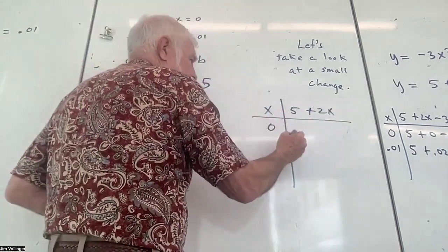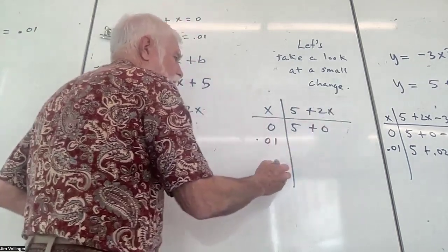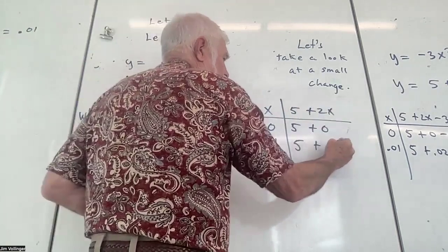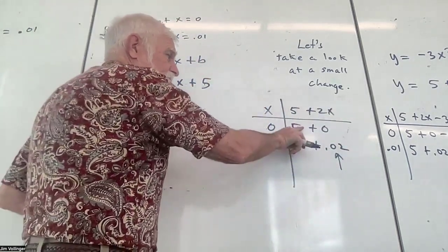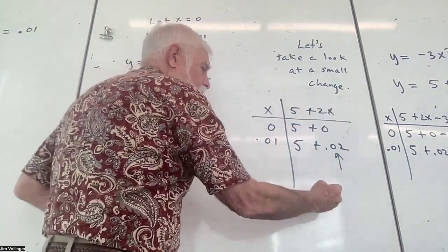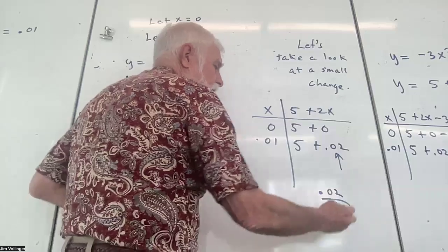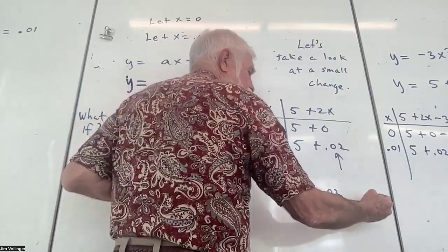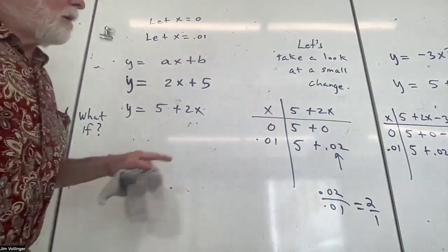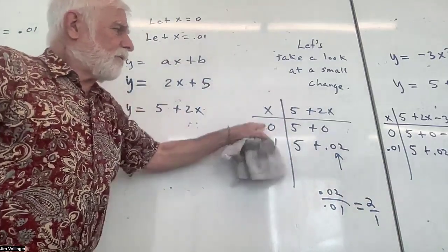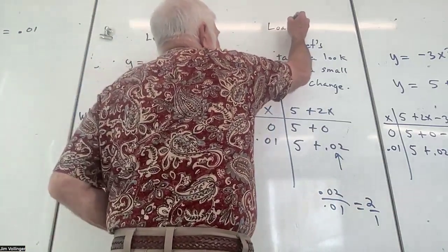If you let x equal 0, you get 5 plus 0. If you let x equal 0.01, you get 5 plus 0.02. And we can start to see the change from this line to that line is 0.02. The change in x is 0.01. And we get a feeling for how the polynomial is changing at a 2 to 1 ratio. When you're looking at 0 and then you change a little, we refer to that as local behavior.